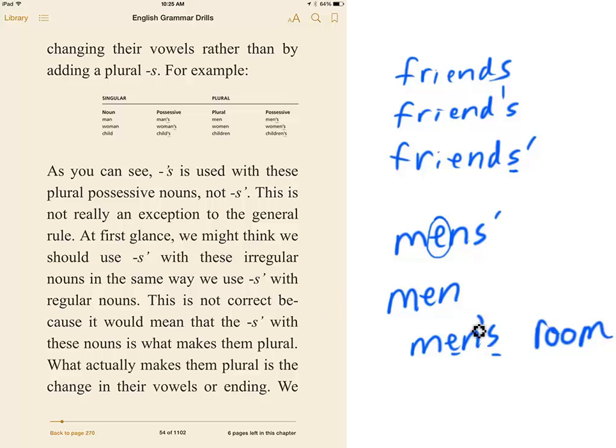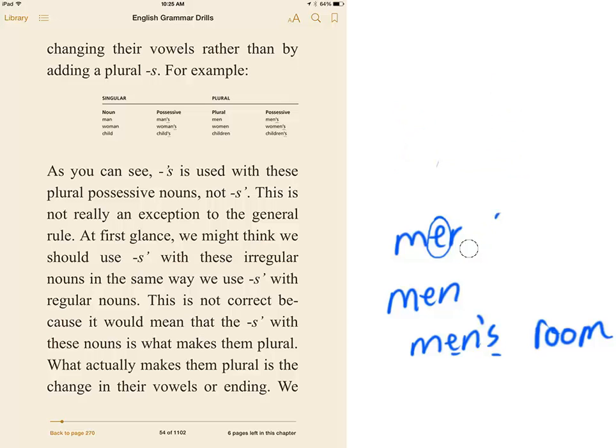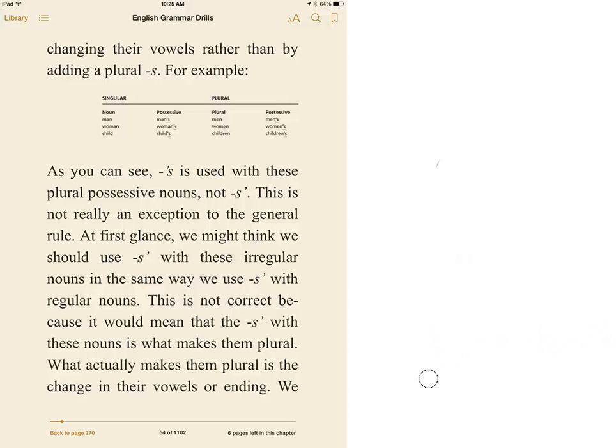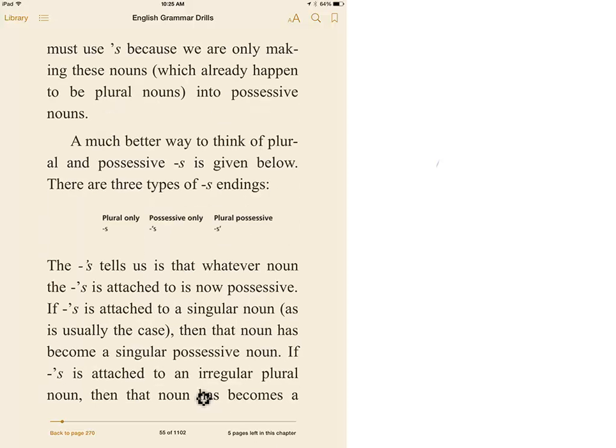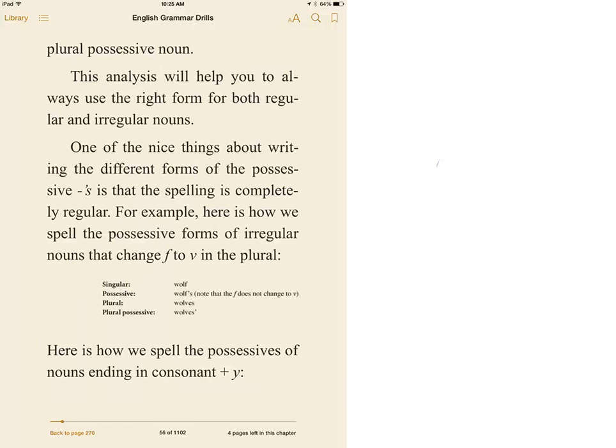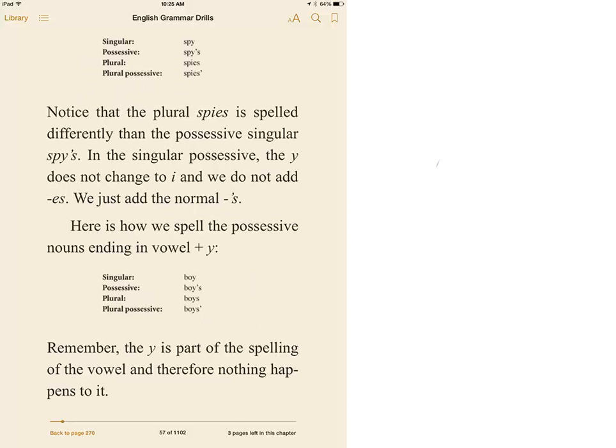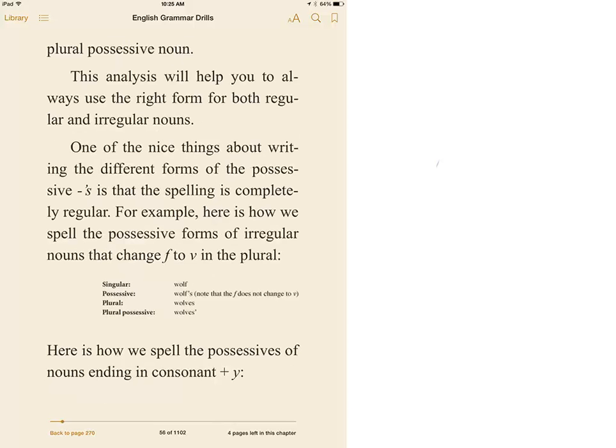All right? So hopefully that clarifies how to use an apostrophe with irregular nouns, irregular plural nouns. Let's go ahead and move on and see what the next thing is. You can finish reading that if you want. And there's not really anything new there, so we're not going to do that. Oh, this is kind of interesting. I guess there is something new here that we need to know.